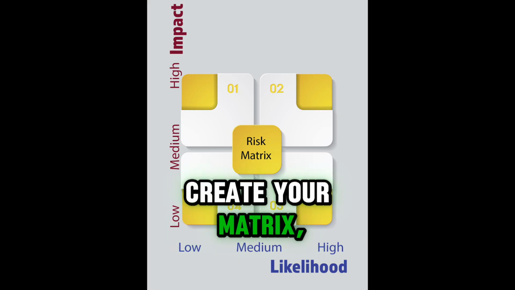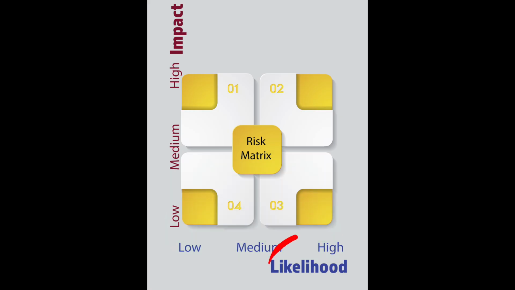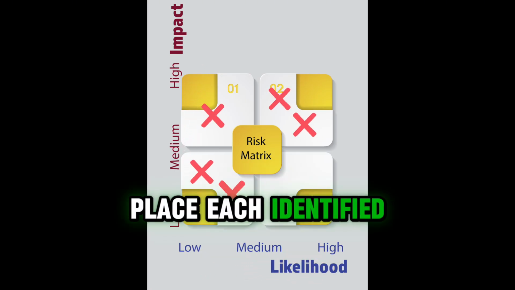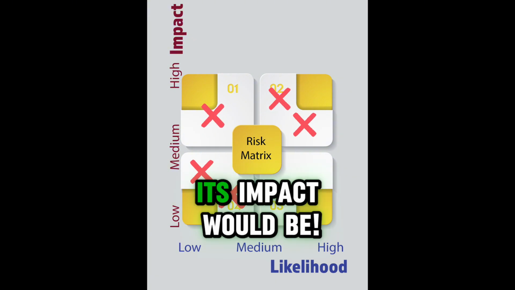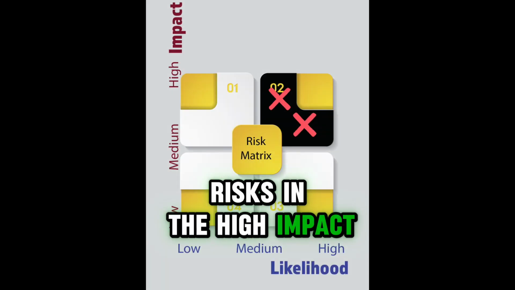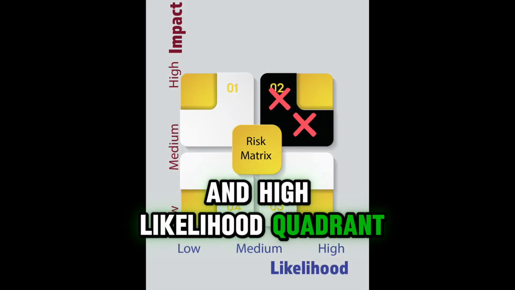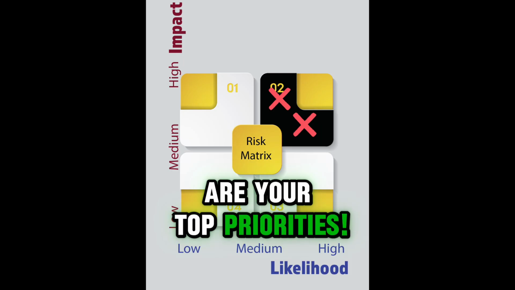A simple risk matrix is a great alternative. First, create your matrix. Draw a grid with likelihood and impact, rating them low, medium, and high. Plot each risk. Place each identified risk on the grid based on how likely it is to happen and how severe its impact would be. Risks in the high impact and high likelihood quadrant are your top priorities.